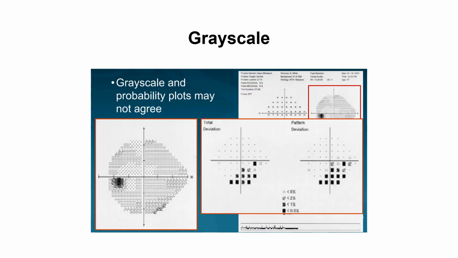Sometimes the grayscale and probability plots may not agree. That's why I told you that you should depend on the numerical probability plot, because it is more accurate than the grayscale map. The grayscale map can give you the impression that this field is normal. However, when you look at the numerical probability plot, you will discover that this patient has scotomas and a field defect, and it's an abnormal field, compared to just looking at the grayscale map. So please look at the numerical probability plot.